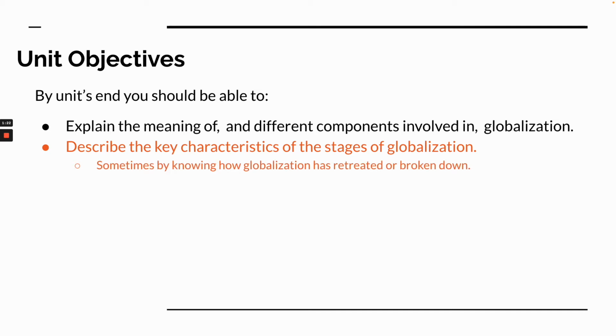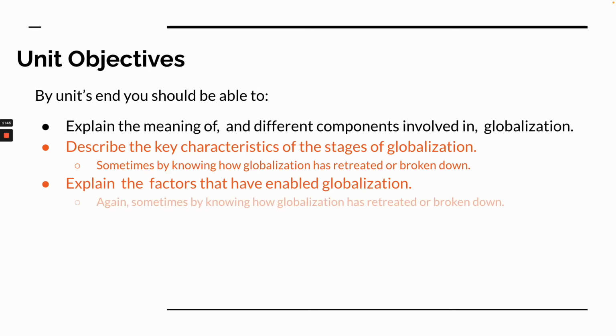ways. One of the ways to understand the stages of globalization is to also understand how it is punctuated at times by a retreat. The world becomes less globalized, or in some cases, globalization breaks down. We also understand the factors that enable globalization, again, by knowing how it has retreated or broken down in the past. Right? For a lot of us, we have only learned how our cars work when they break down. When they're working, we don't think about spark plugs and fuel injectors and pistons and compression rings and journals and crankshafts, any of that until they go wrong. And that's when we learn about what made our car work in the first place.